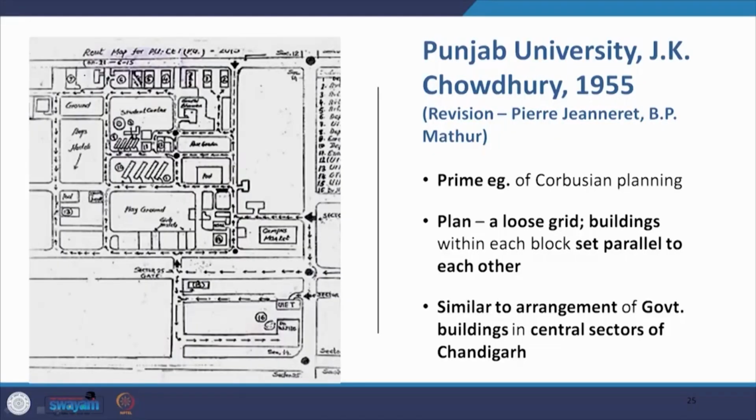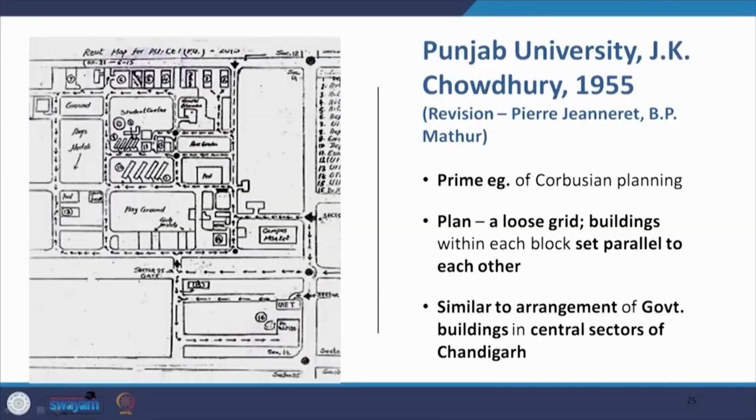So, when we come to the planning of Punjab University by J.K. Chaudhary in 1955, which was revised by P.S. Jeanneret and B.P. Mathur, it is a prime example of Corbusian planning. The plan is a loose grid in which buildings in each block, for example let us take one block here, are placed parallel to each other, similar to the arrangement of government buildings in the central sectors of Chandigarh.